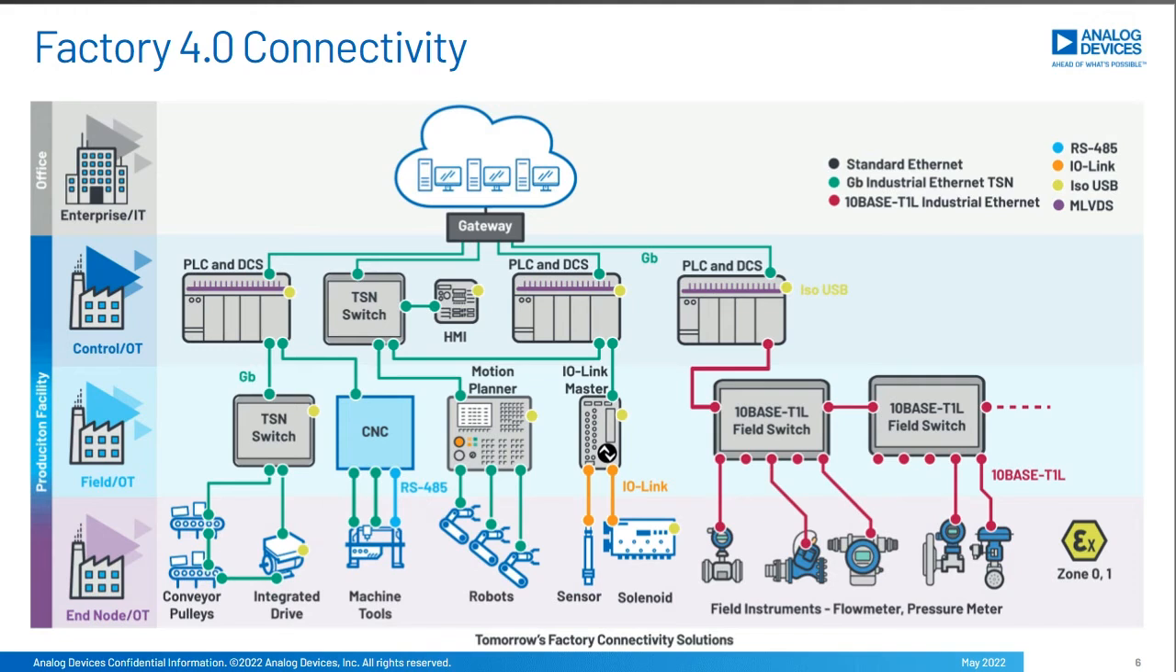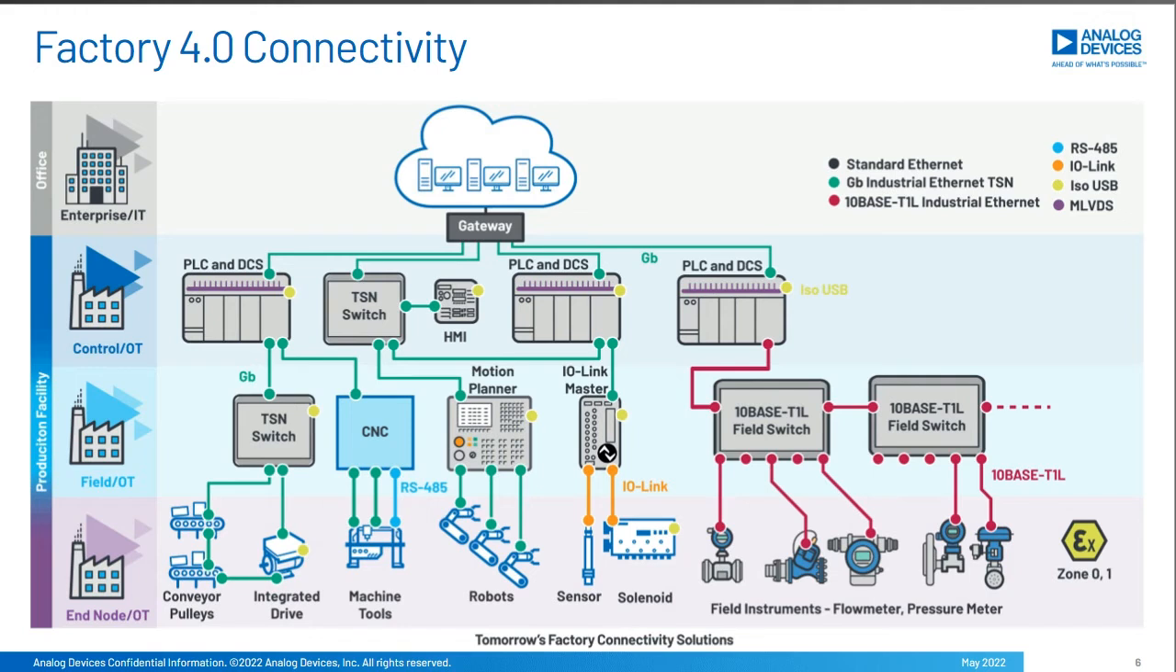With the emergence of industrial Ethernet, we are seeing many of these field bus networks replaced or complemented with 100 megabit or 1 gigabit Ethernet networks, which now incorporate robustness and determinism to meet the requirements of the factory.